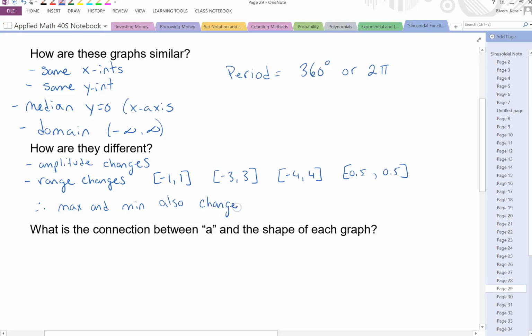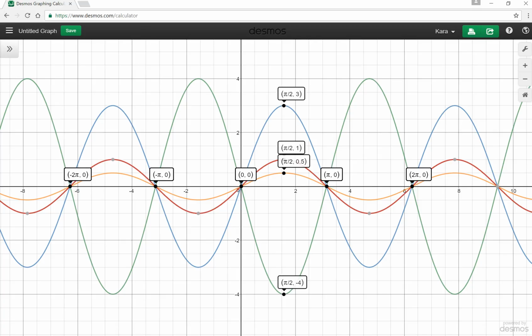So is there something we can predict or interpret in terms of our a value? What is the connection between a and the shape of each graph? Well, if we look back here, when a value is 1, what was our maximum and minimum? Right? So a value is actually determining our amplitude. So when a is 1, our amplitude was 1. When a was negative 4, our amplitude was 4. Right? So there's the connection.